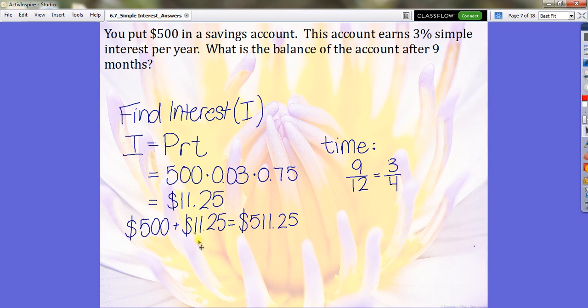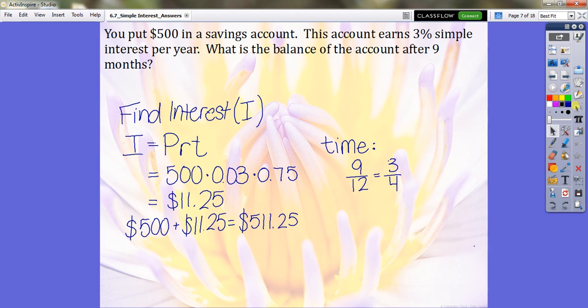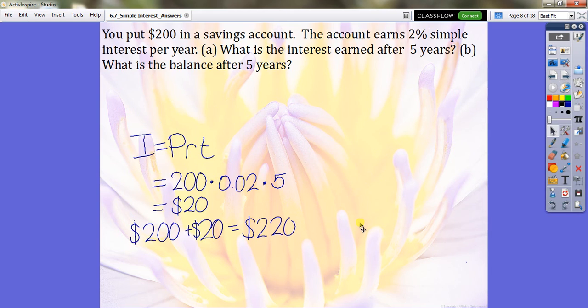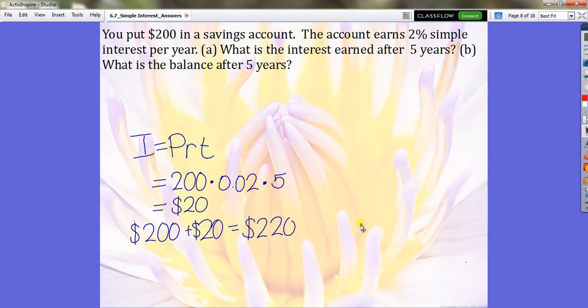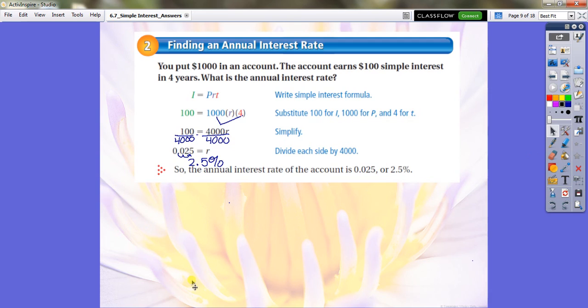$511.25. You must show this work right here, this line, and this line of work. Don't just jump from here to here. Show me every step, please. We have a lot of people taking shortcuts lately. Please, no shortcuts, every step. And you did this one on your own, and you were all very successful with it.